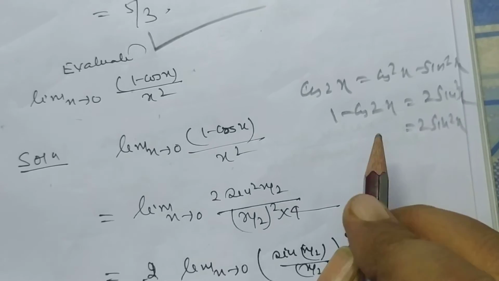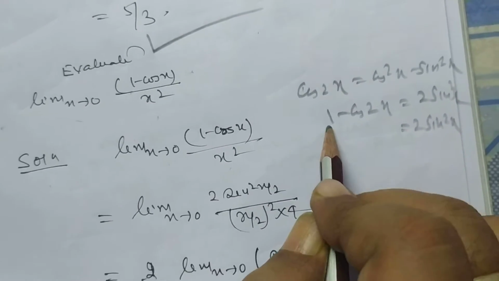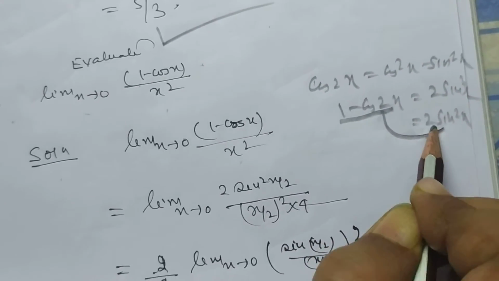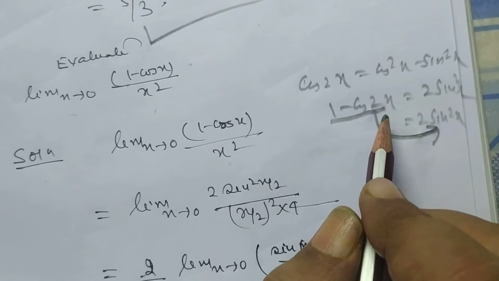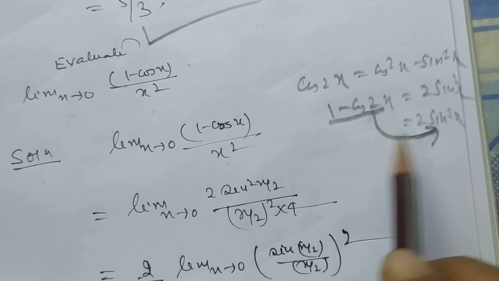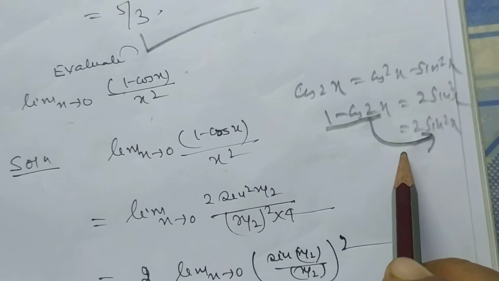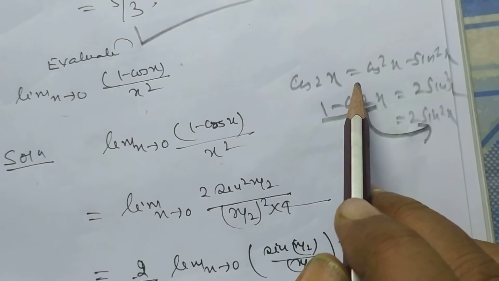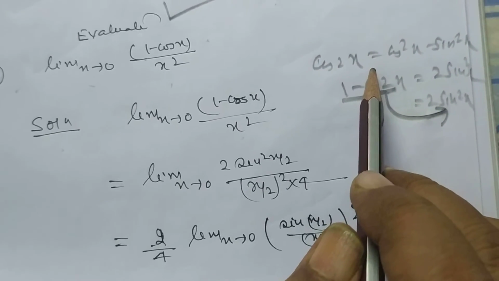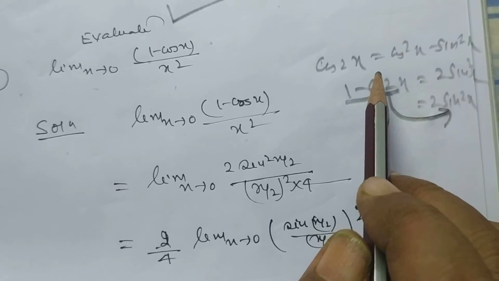So my dear student, 1 minus cos 2x is equal to 2 sin square x. This is a very, very important formula in the trigonometrical function. You must remember this formula when we solve the problems of calculus. Frequently this formula will be used.